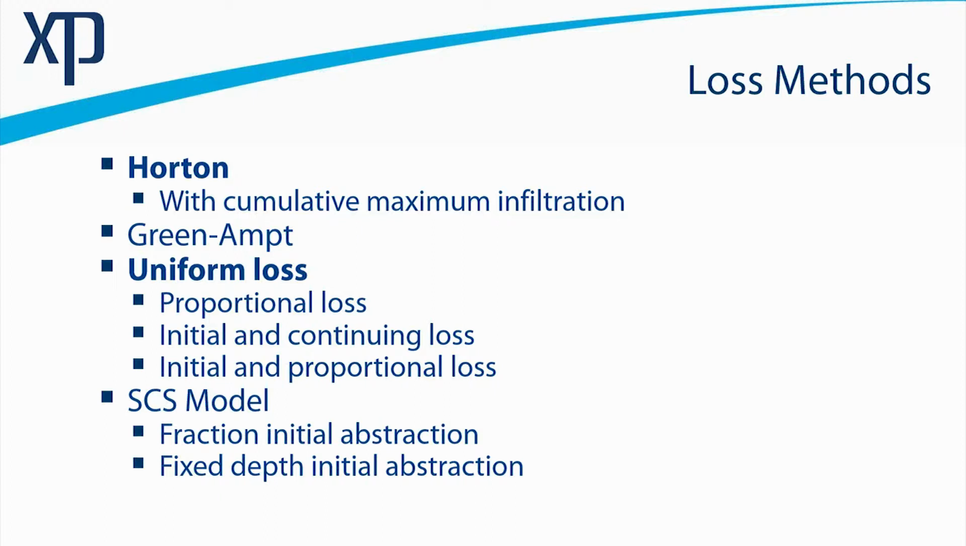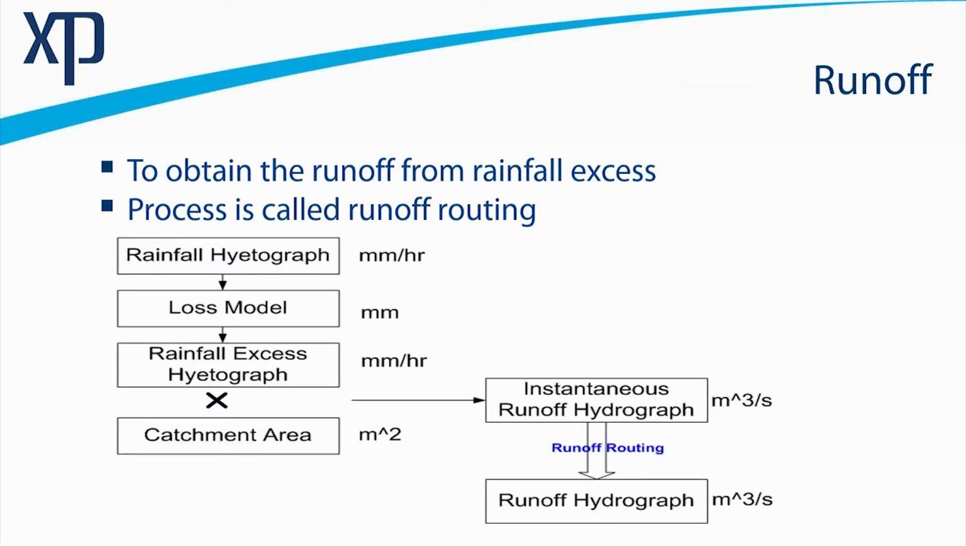The first of those is Horton's method, and it can be adapted to be a continuous loss method if you were trying to run a long duration time series, for example a year's worth of rainfall under historic analysis, or uniform losses, which are most commonly applied for design storm modelling. The common option out of the 3 uniform loss types is the initial and continuing loss method. But we do have Green-Ampt and the soil conservation service methods, which are used around different parts of the world, particularly America.